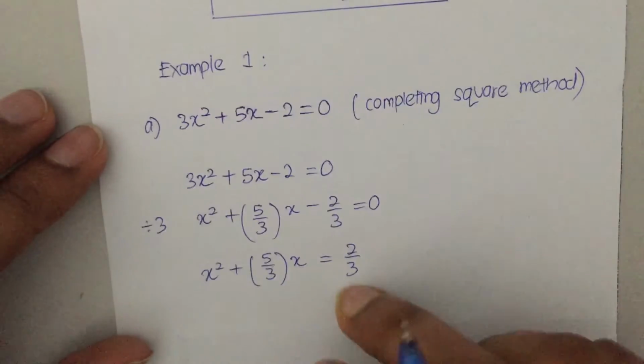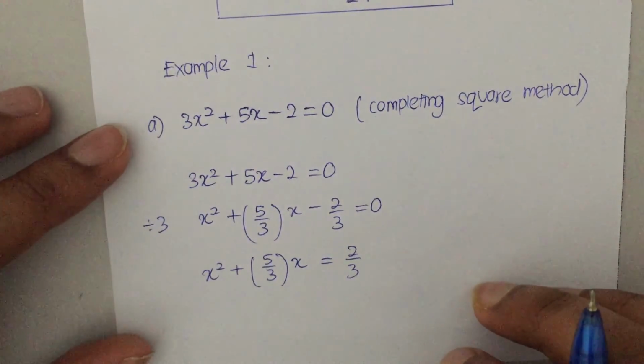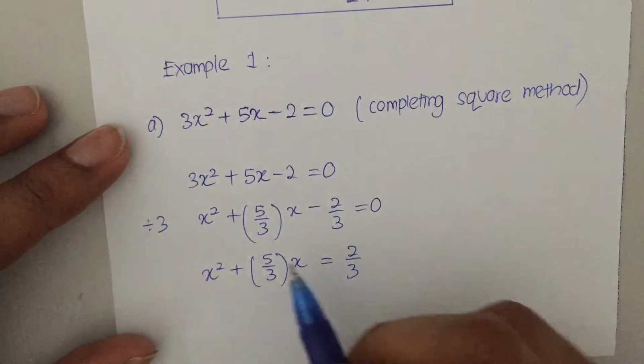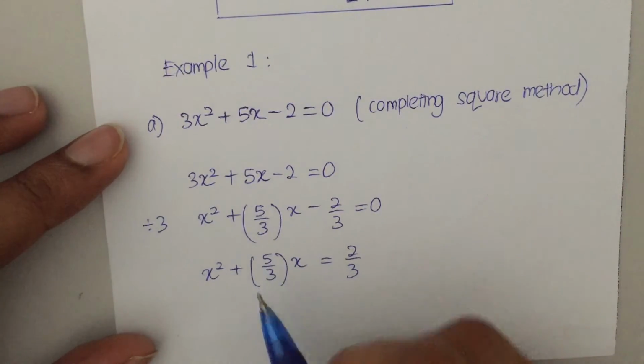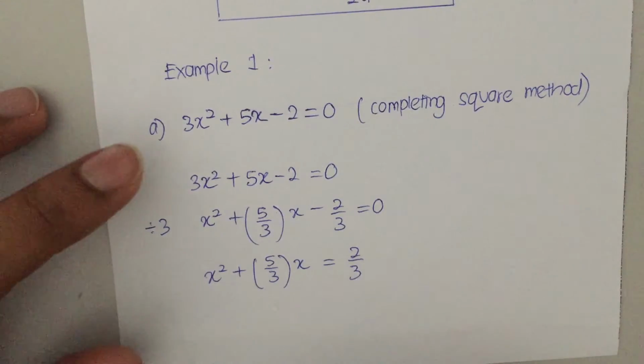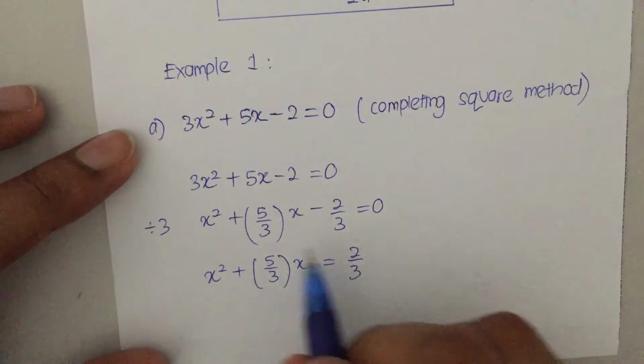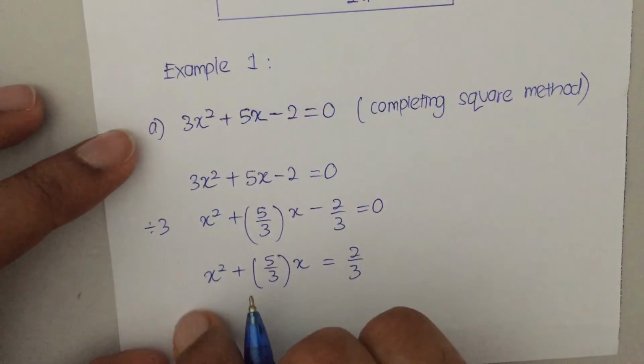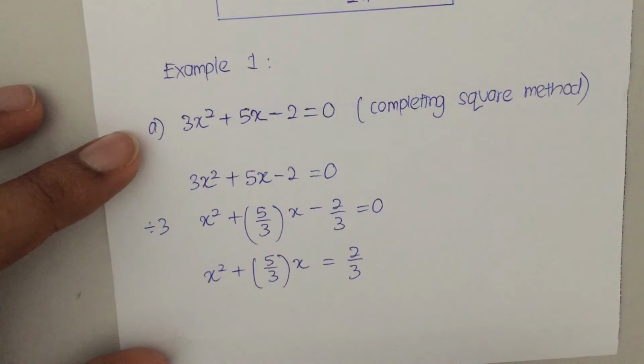Now here comes the completing square concept. For the next step, this 5 over 3 coefficient, I'm going to divide by 2 and I'm going to square it at the same time. When I square it on the left hand side, the same thing goes to the right hand side as well. Still don't get it? Please stay with me, guys.